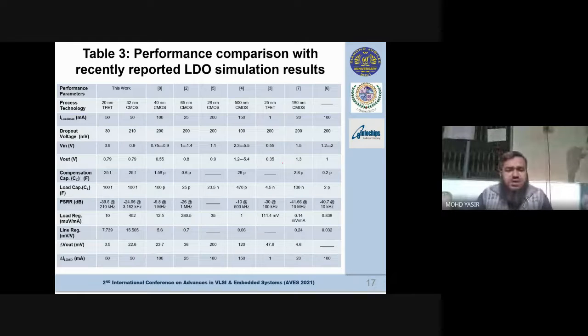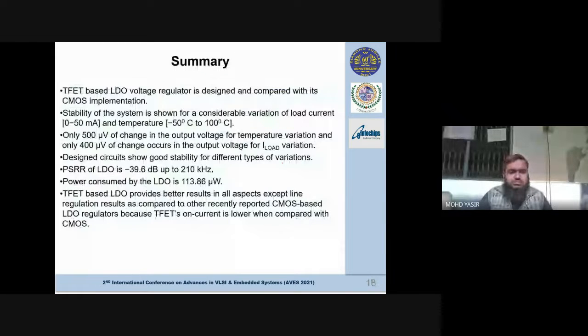Here we can see almost all the parameters are much better in TFET based LDO when compared with reported LDOs, except the line regulation. This is the summary.